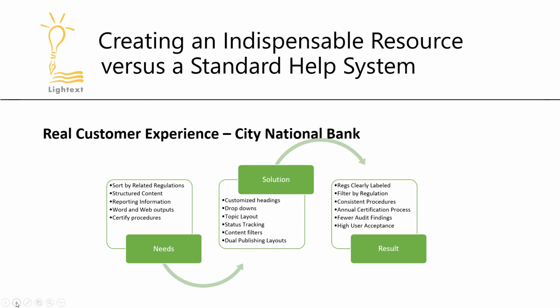So the solution was to customize the headings with drop-downs and regulations so that all of that information was highly visible to the end user. We created a lot of drop-downs to hide screenshots because they were very screenshot heavy, had a nice structured topic layout, so there was a lot of consistency within procedures. We tracked the status, we created content filters, and we had multiple publishing layouts. So the result was that the regulations were clearly labeled and identifiable based on the filters that we set up.